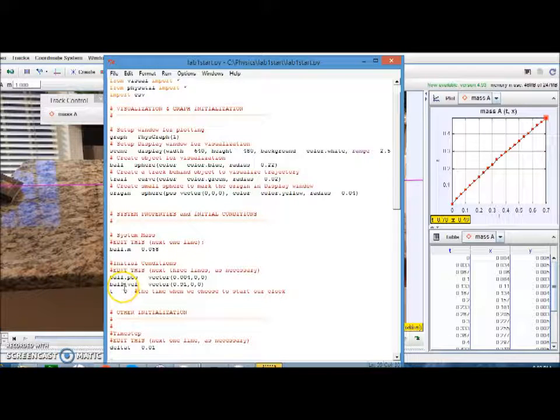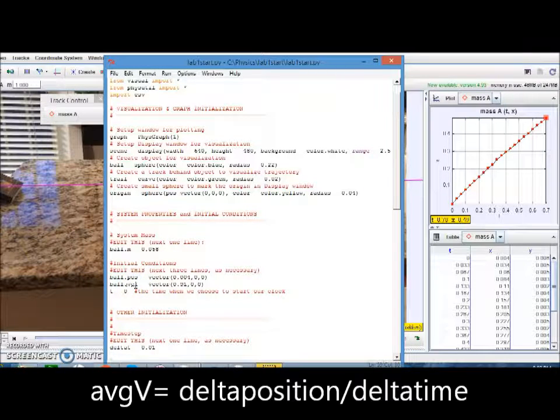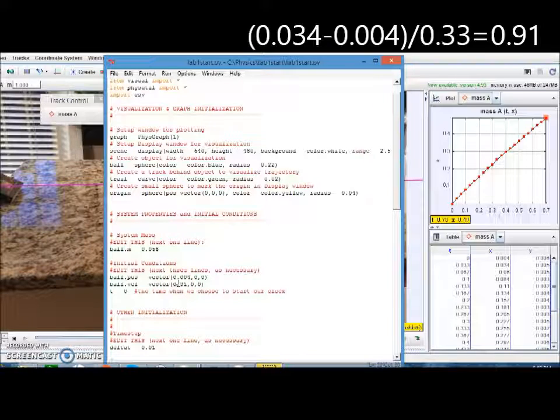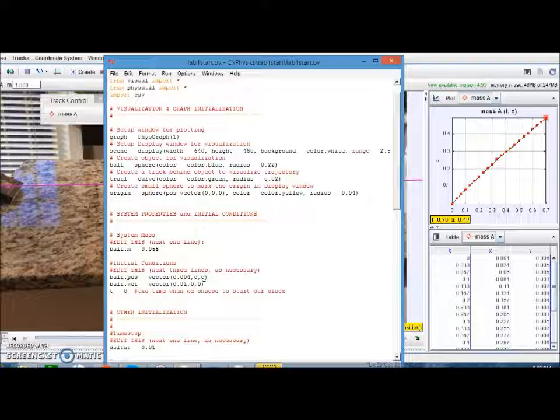And then I found the ball's initial velocity by using the formula of average velocity equals the change in position divided by the change in time. For that, I received a value of 0.91 meters per second. I knew that the y component and the z component had to be 0 because we were only looking at the x component in the graph. Therefore, the predicted graph would also only look at the x component.